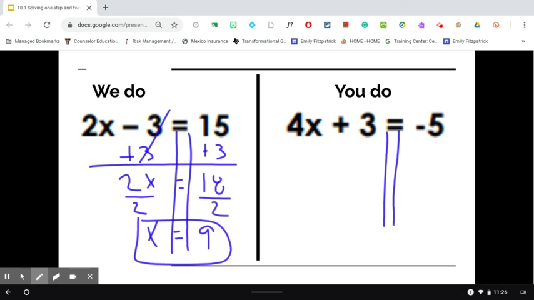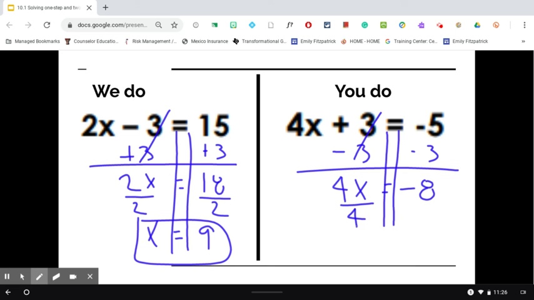So let's go ahead and work it out together now and see if we get the same answer. We want to get rid of the plus 3 first. Since it's a plus 3, we're going to do the opposite, which is minus 3. Subtract 3 from both sides. They cancel right here. I get 4x equals negative 5 minus 3, which is negative 8. Then we want to get rid of that 4. Remember, that's 4 times x. We want to do the opposite, which is divide. Divide both sides by 4, and we get x equals negative 8 divided by 4, which is negative 2.